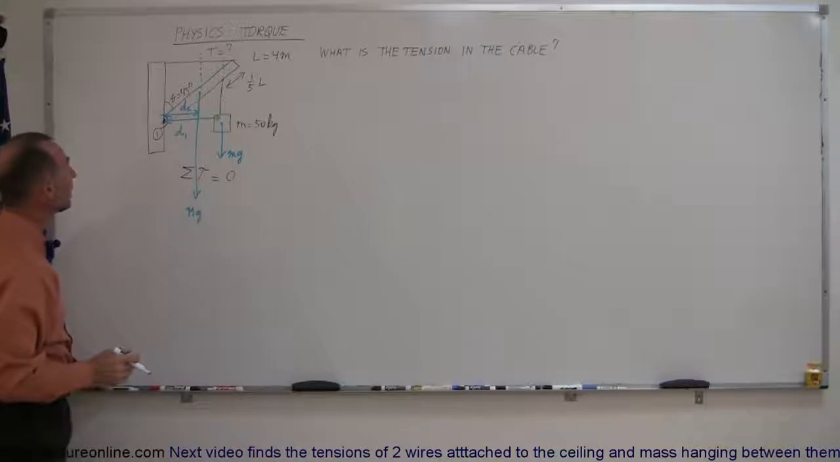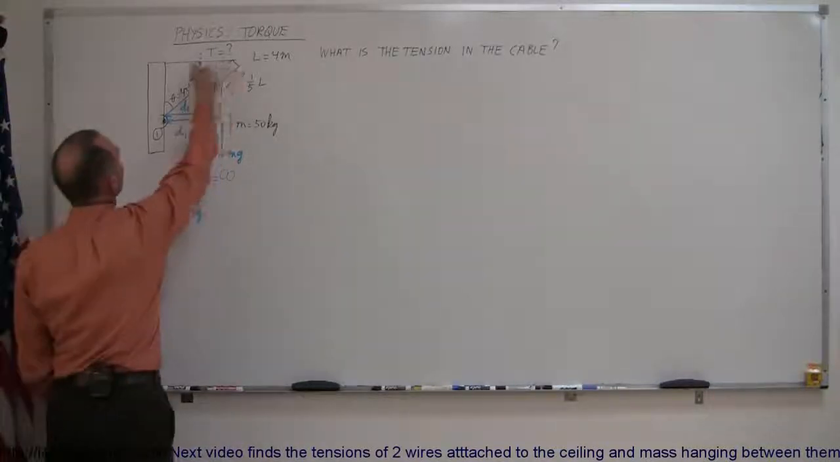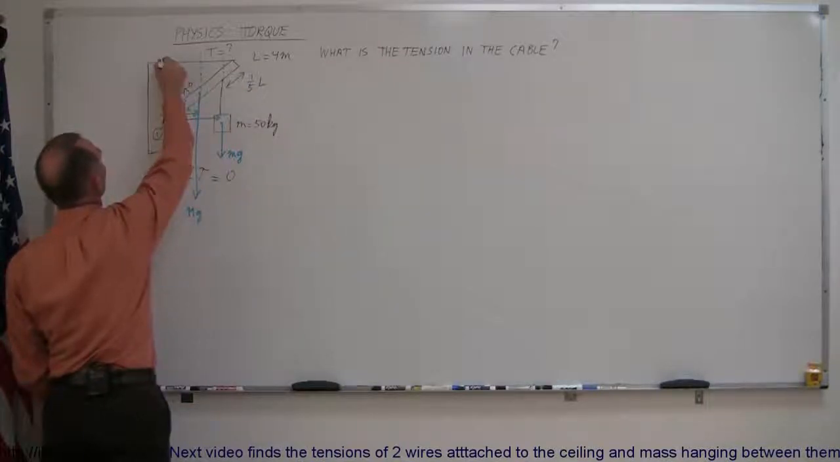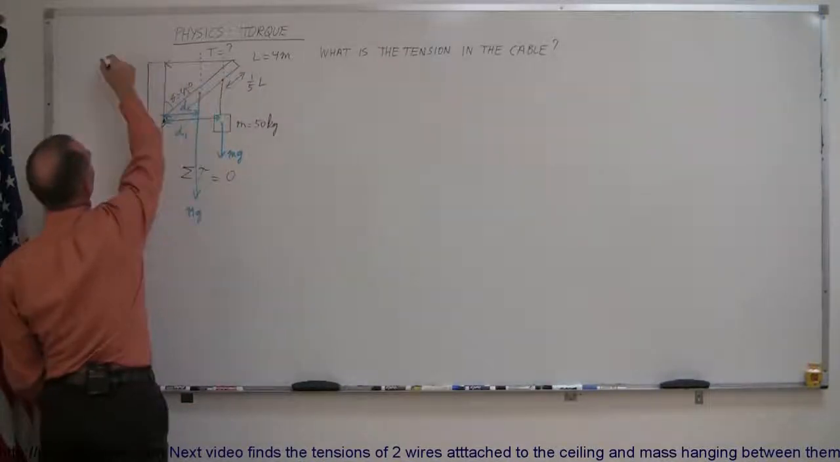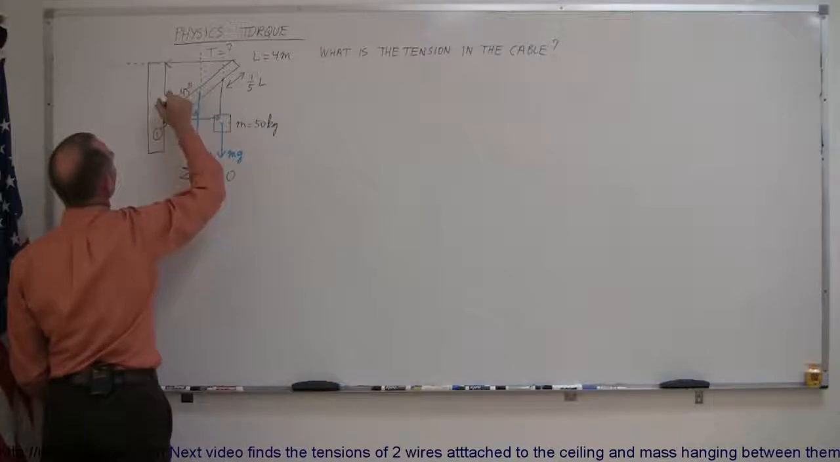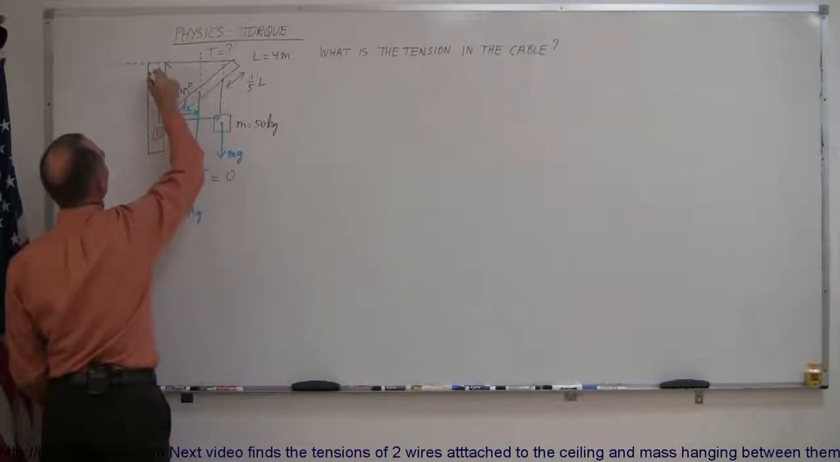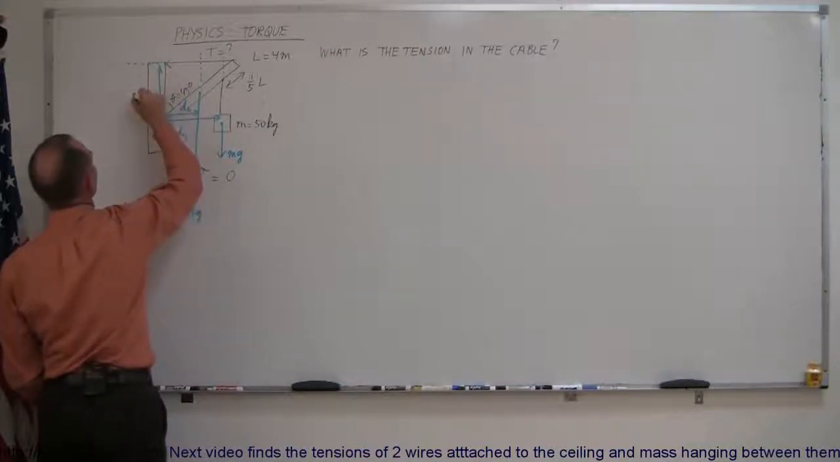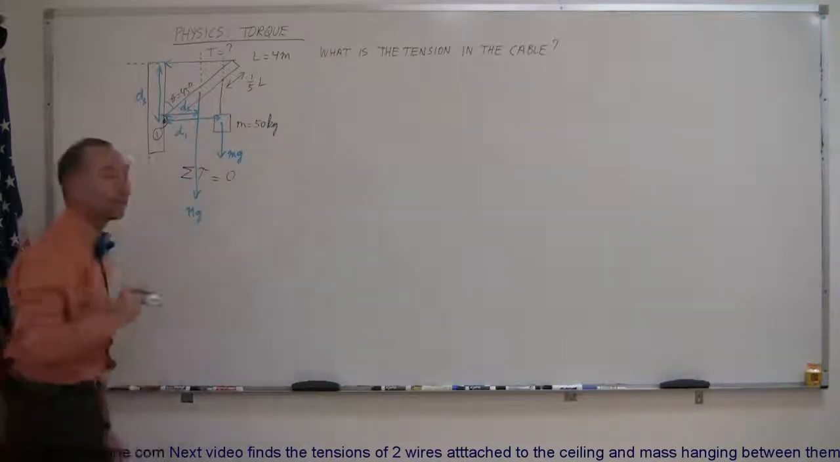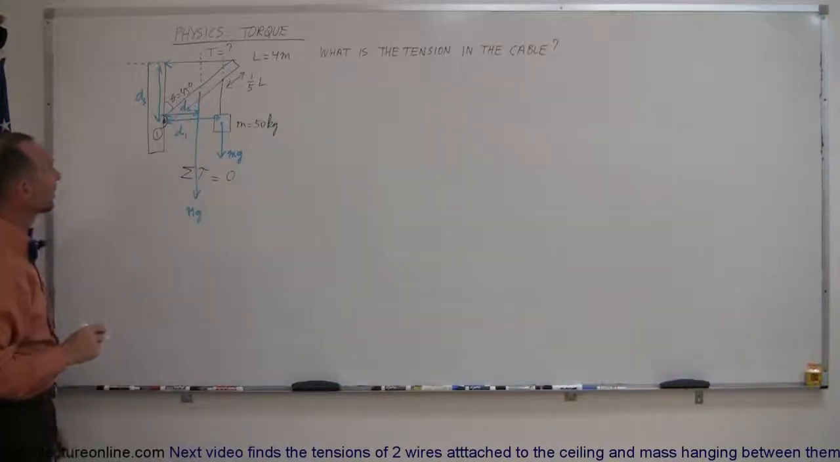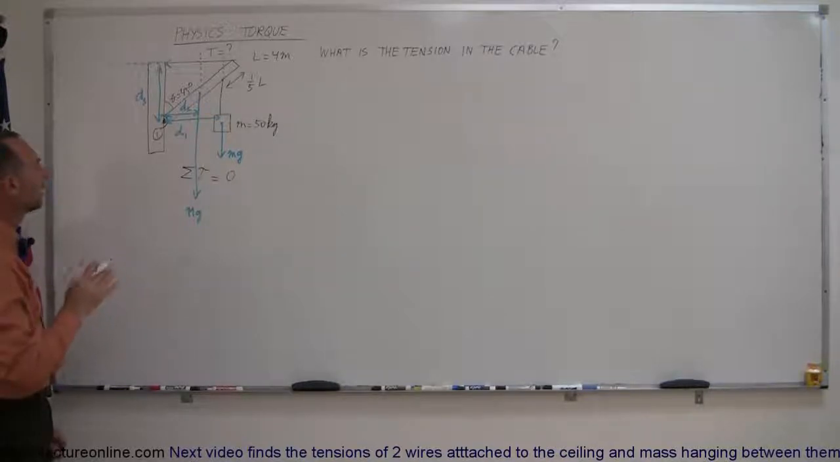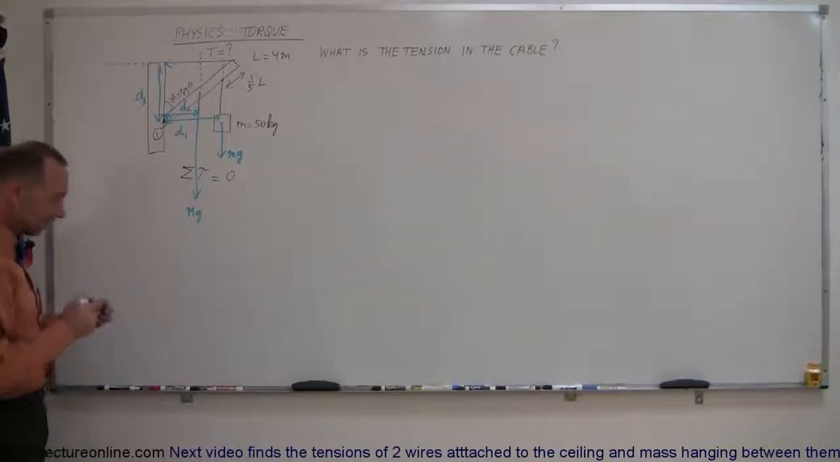Okay, now the third force would be the tension in the cable right here. The tension in the cable is pulling this way, and so this would be the line of action of that force right here, and this distance from there to there could be considered distance 3, the distance to the line of action of the tension in the cable. And I believe those are the only three forces acting on that particular beam, and we're now ready to go ahead and try to solve the problem.